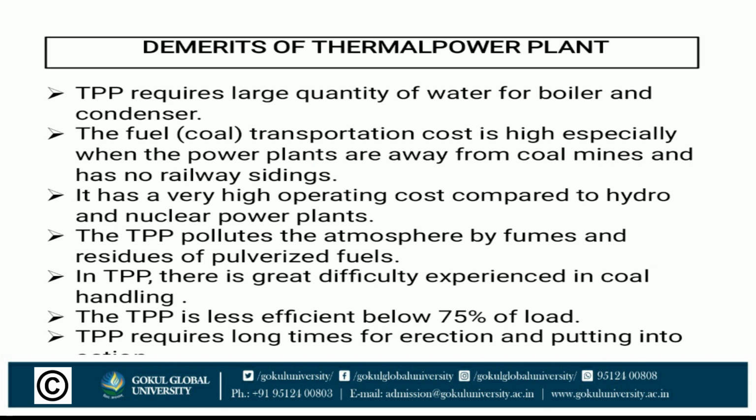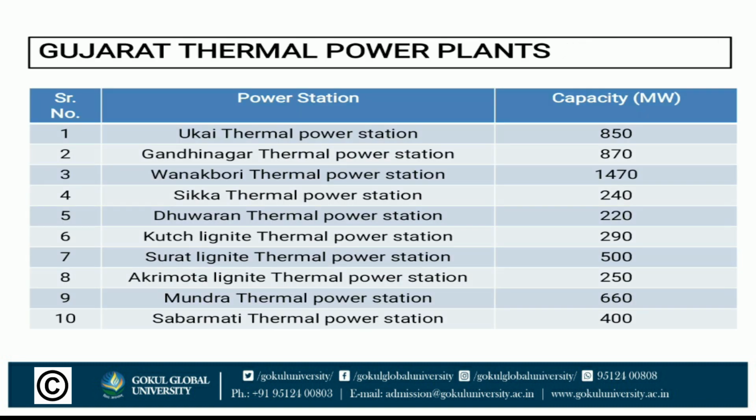The thermal power plant pollutes the atmosphere by fumes and residues of pulverized fuels. In a thermal power plant, great difficulty is experienced in coal handling. A thermal power plant is less efficient below 75% of load. A thermal power plant requires a long time for erection and putting into action.